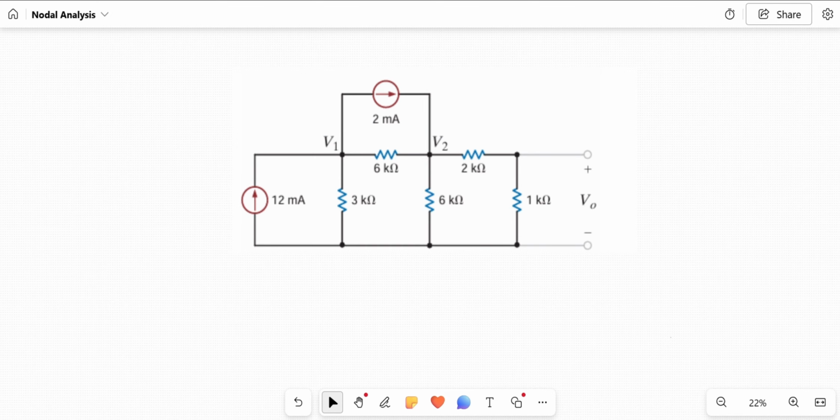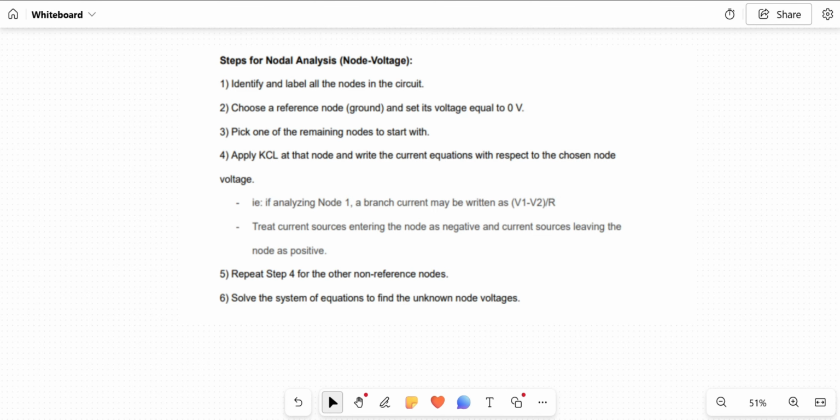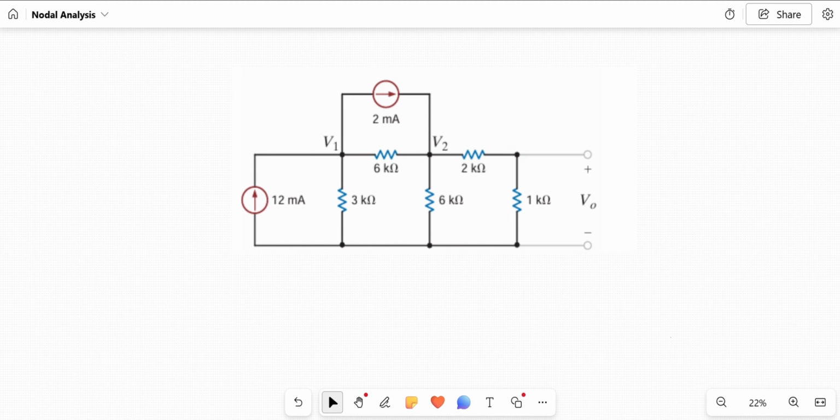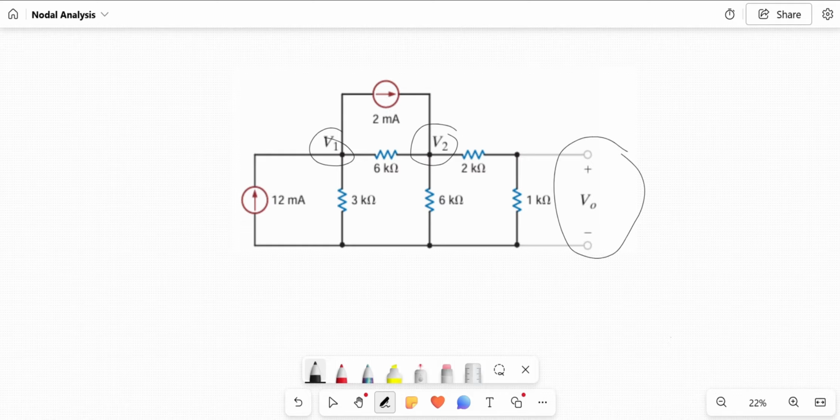So in this example, the first thing we want to do is identify and label all the nodes in the circuit. We are already given V1, V2, and because we're trying to solve for V0, I will say that this is V3. The next thing we want to do is have a point of reference node, ground, where we set V equal to 0. Since this is the negative terminal over here and this is the positive terminal, for convenience, I will say that this is node A, node B, node C, node D.